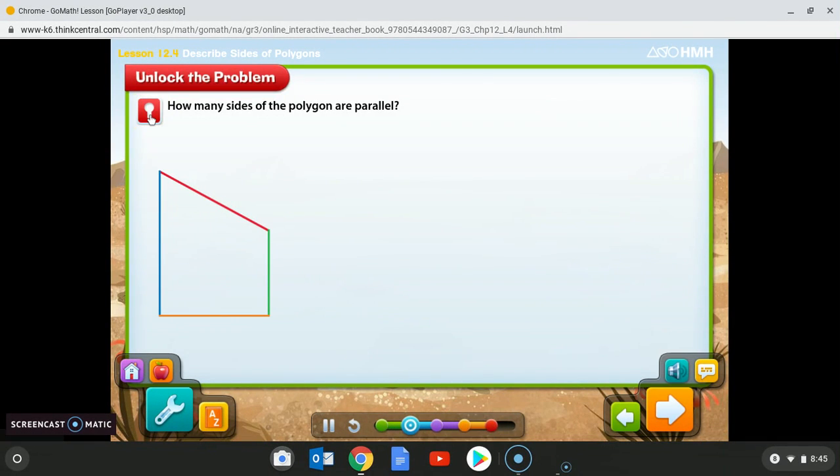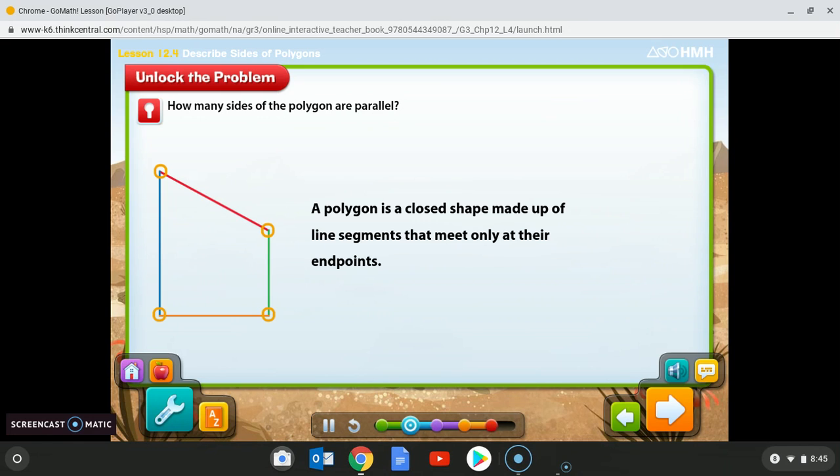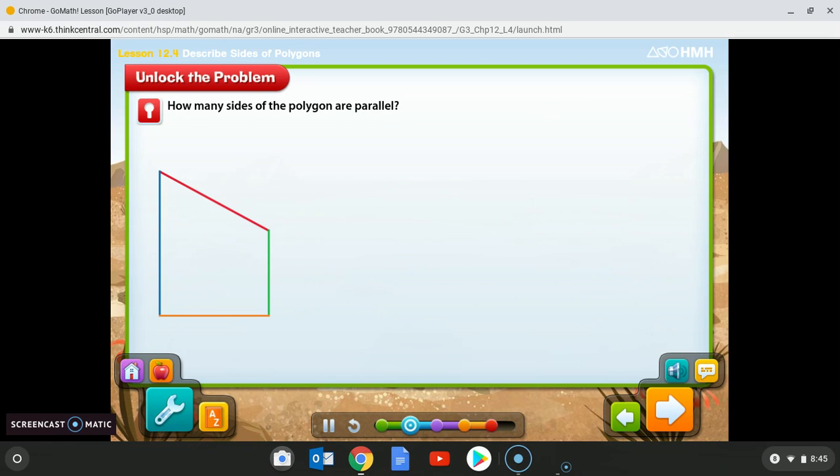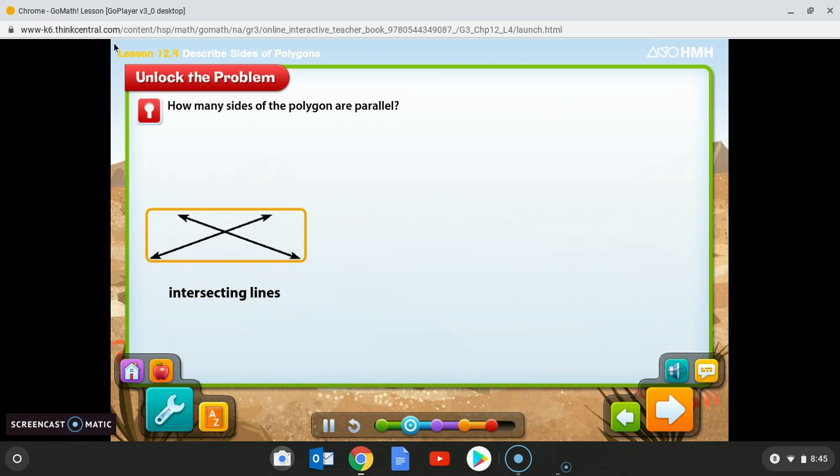First, we have to make sure that this is a polygon. So remember, a polygon is a closed shape made up of line segments that meet at their endpoints. The endpoints are called angles, right? So we make angles, and now we have different types of line segments and what they're called, okay? So we know this is a polygon, so we have 3 different lines that we want to start talking about.